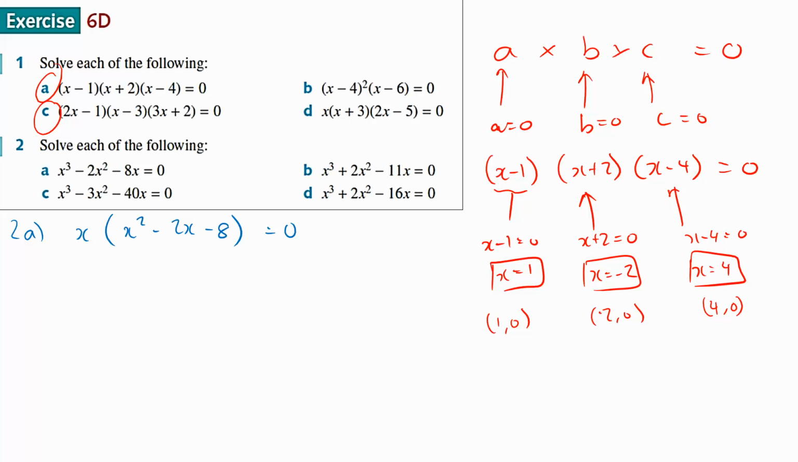And this is nice, because you already factorized this, and this is a quadratic factor. Now, if this is quadratic, we can use what you learnt in chapter 4 to factorize this. Now, let's quickly factorize x squared minus 2x minus 8. What does that factorize to? Can I please have Matt?